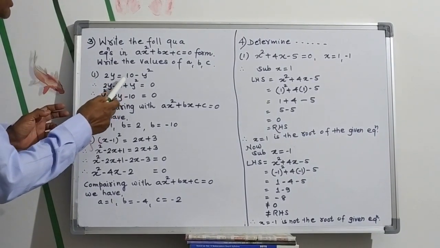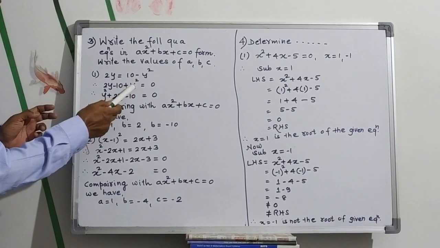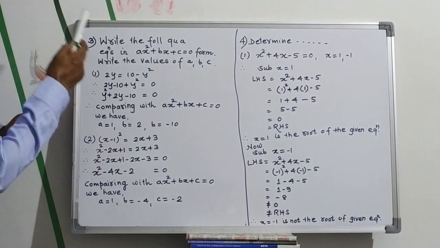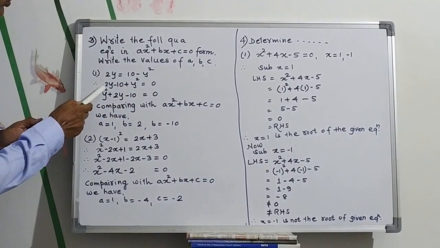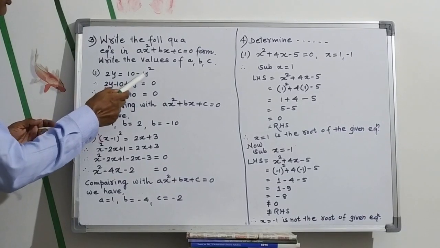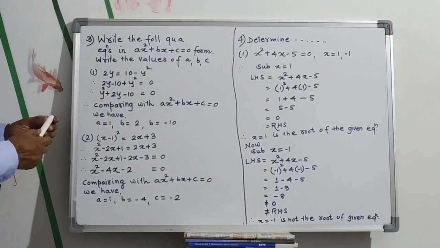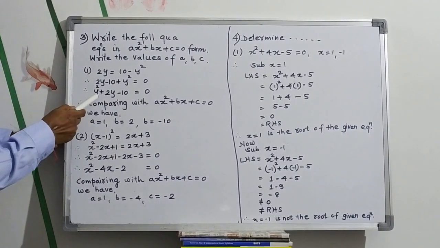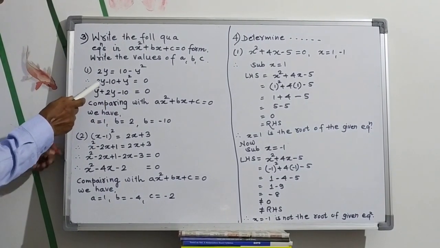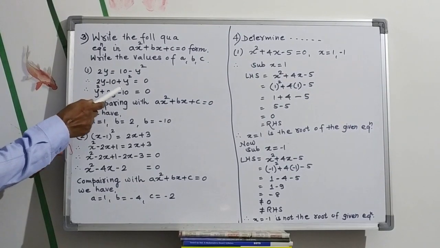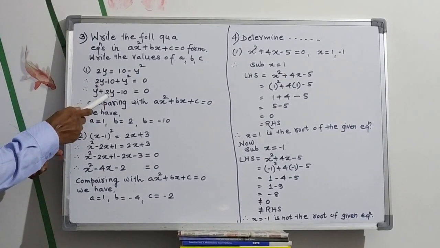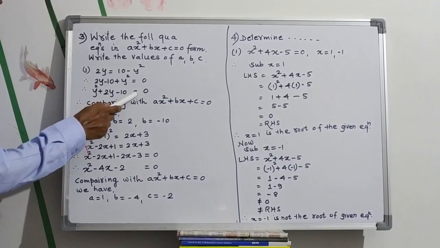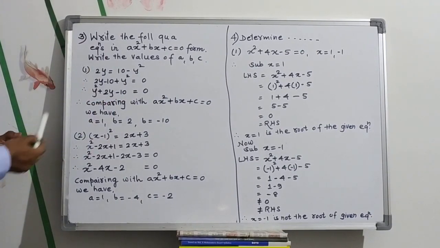2y minus 10 minus y square will become plus y square. So it will be 2y minus 10 plus y square is equal to 0. Write it in a descending order of index. So it will be y square first, then 2y, then minus 10. So it will be y square plus 2y minus 10 is equal to 0.